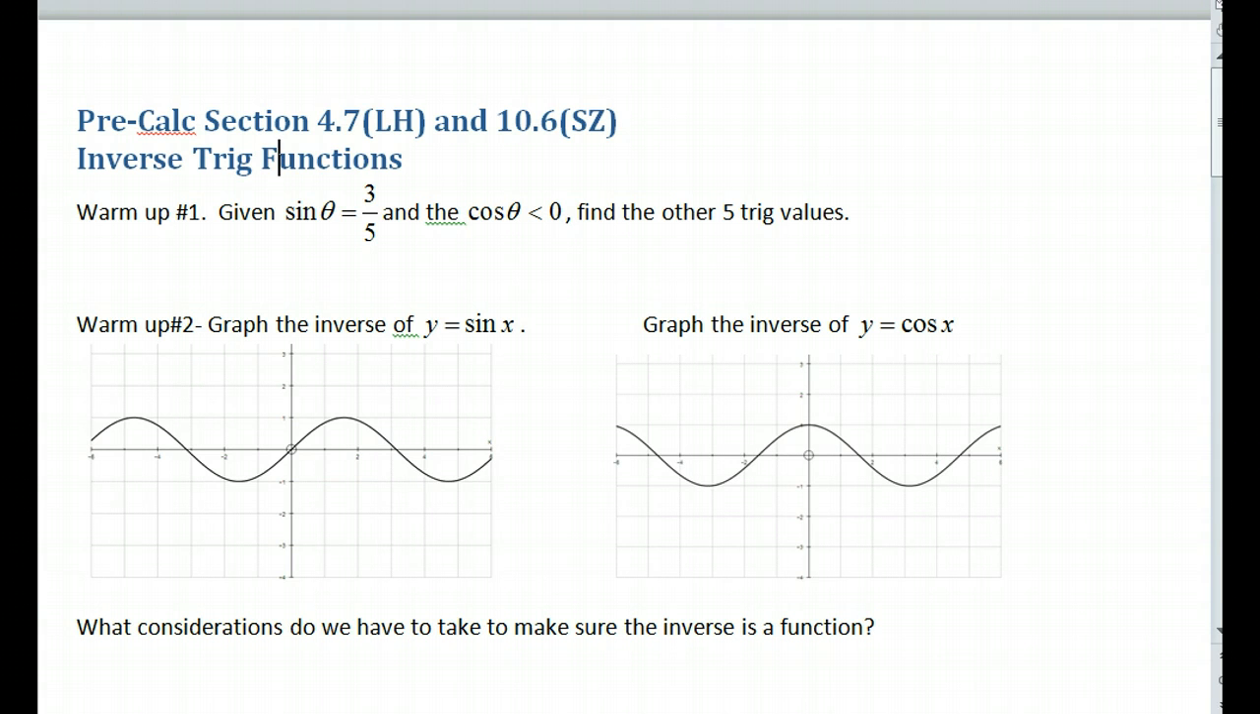Hi, welcome to Pre-Calc, Section 4.7 from the Larson-Hostetler, or 10.6 from the Stitziger book. Inverse trig functions. So we're going to look at what is the inverse trig function and how do we use it? And how do we get only one answer from an inverse trig answer rather than multiple answers?